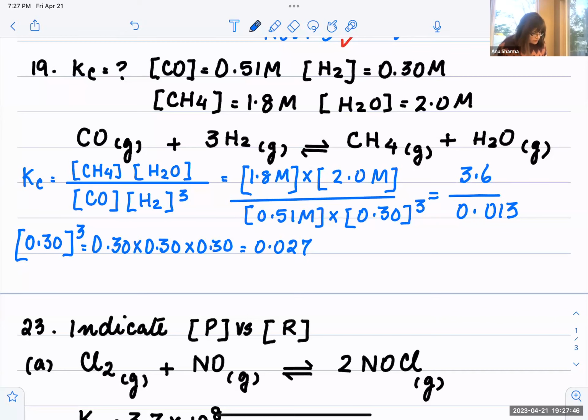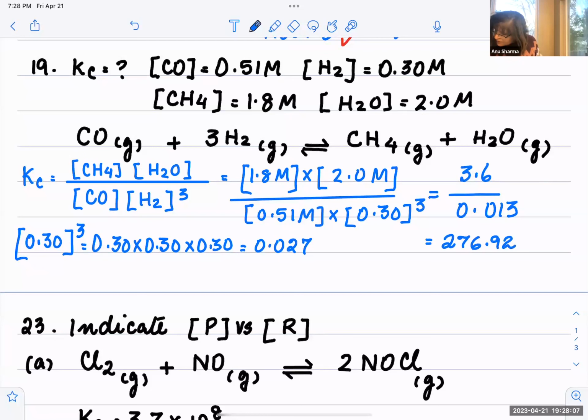That looks like a lot. So 276.92 comes out to be actually 277, and that's the value of Kc. Now that's a lot. That means the reaction is moving in the forward direction. It's a big number, and there is more concentration of the products than the reactants. It makes sense.